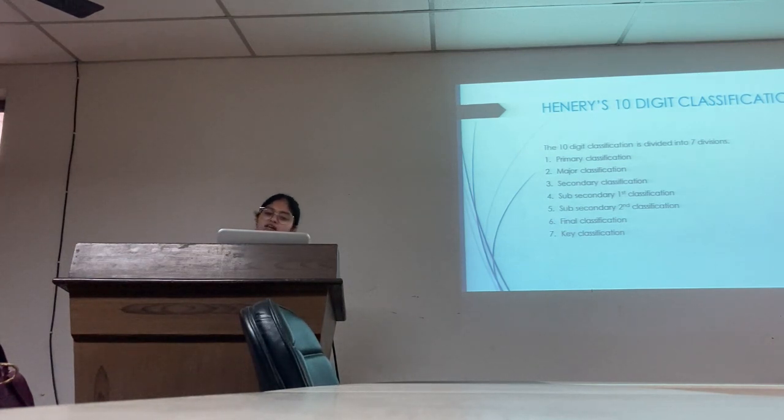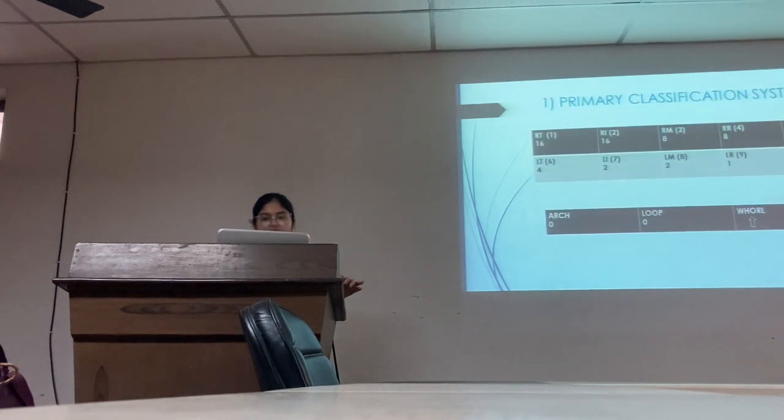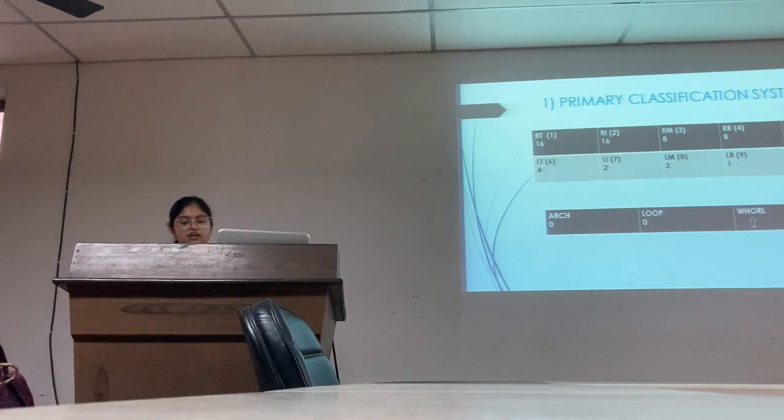Henry classified his classification into 7 divisions, that is primary classification, major classification, secondary classification, sub-secondary first classification, sub-secondary second, final, and key. Primary classification: in primary classification, arches and loops were considered as 0.